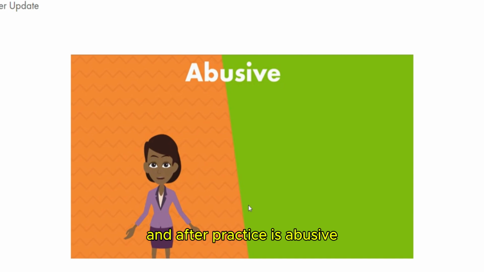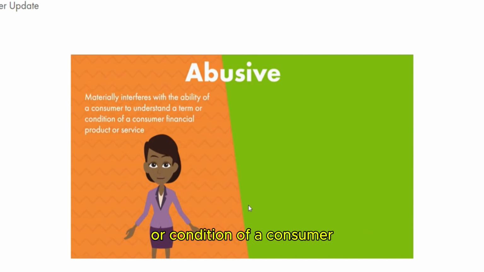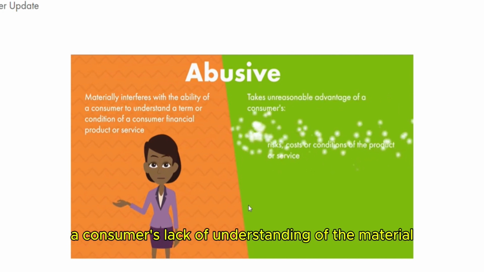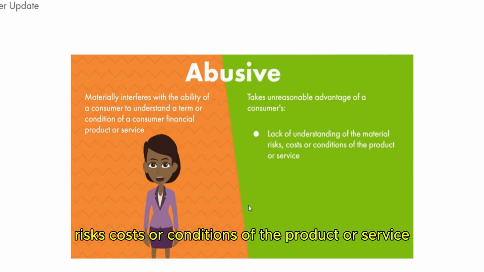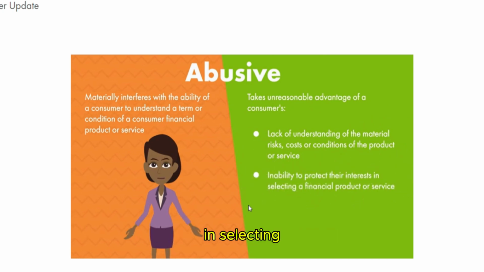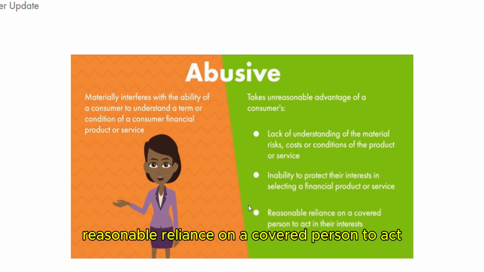An act or practice is abusive when it materially interferes with the ability of a consumer to understand a term or condition of a consumer financial product or service, or it takes unreasonable advantage of a consumer's lack of understanding of the material risks, costs, or conditions of the product or service, a consumer's inability to protect their interests in selecting or using a consumer financial product or service, or a consumer's reasonable reliance on a covered person to act in their interest.